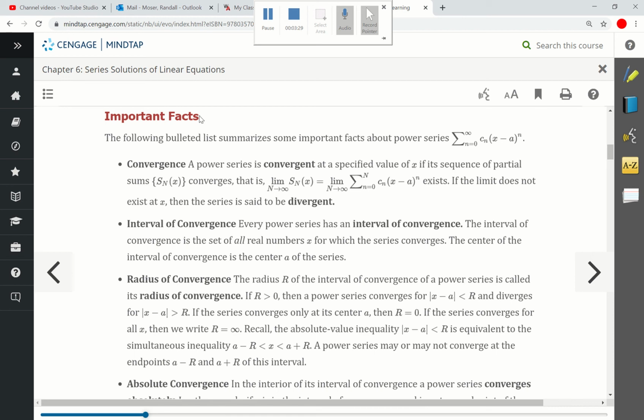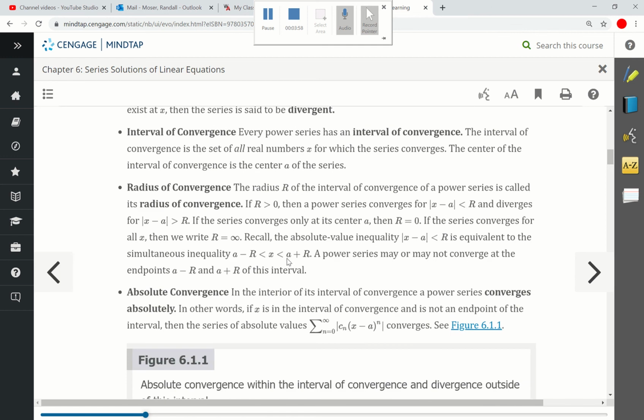In general, these power series will converge for some values of x and diverge for other values of x. And we say that every power series has what's called an interval of convergence. This interval of convergence is the set of all real numbers x for which the series converges. The center of the interval of convergence is the center a of the series, and it's going to have, in general, some what we call a radius of convergence. The radius of the interval of convergence of a power series is called its radius of convergence.